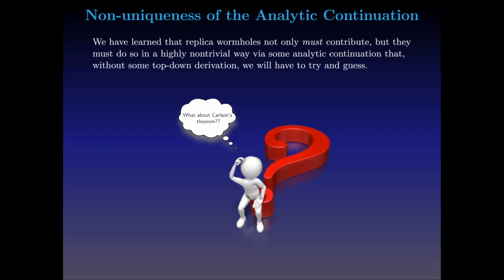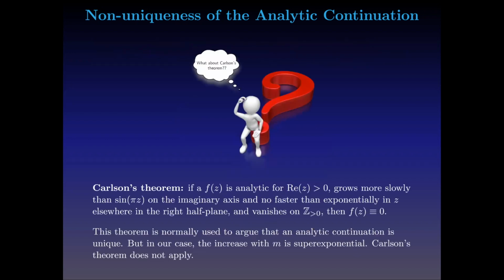A question that you might ask is, what about Carlson's Theorem, which is something that is often used to guarantee the uniqueness of analytic continuation. The way that the argument normally works is that you say, suppose I have two analytic continuations, and you essentially argue that the difference between them has to vanish. Now, unfortunately, our problem actually violates one of the assumptions of Carlson's Theorem. So it does not apply, and you can't use it to argue that there's a unique analytic continuation, which of course we've already seen, because we know that we were able to construct multiple different analytic continuations to m goes to 0.